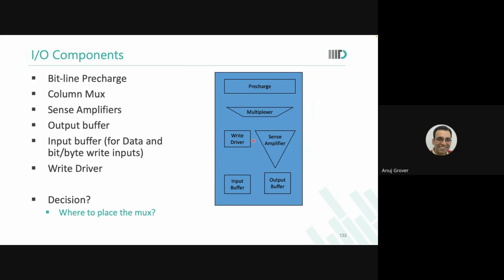So in an I/O, you're going to have bitline precharge. You're going to have column multiplexers. You're going to have sense amplifiers. On the read side, the output of sense amplifiers needs to be buffered, so output buffers. On the write side, you have to have input buffers and write driver.